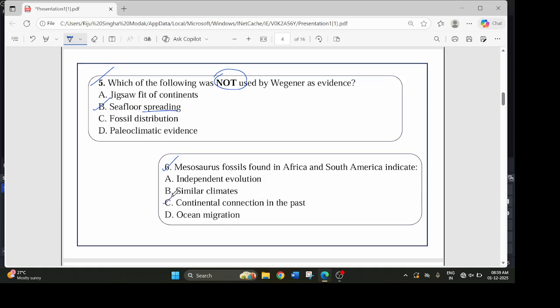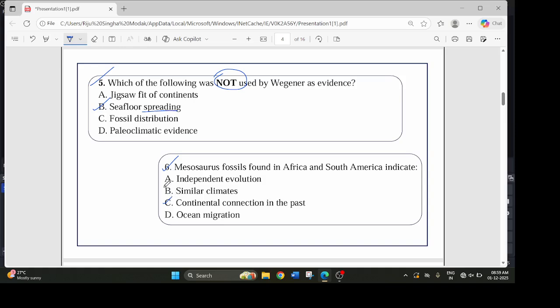Option C. Mesosaurus was a small freshwater reptile that could not have swum across the vast Atlantic Ocean, and its fossils on both continents strongly suggest that the continents were once joined, providing a freshwater habitat for it to roam. This is why the correct answer is continental connection in the past.